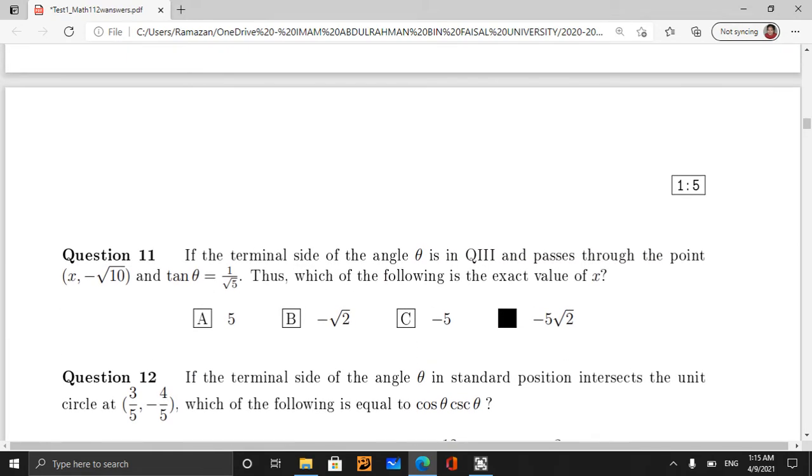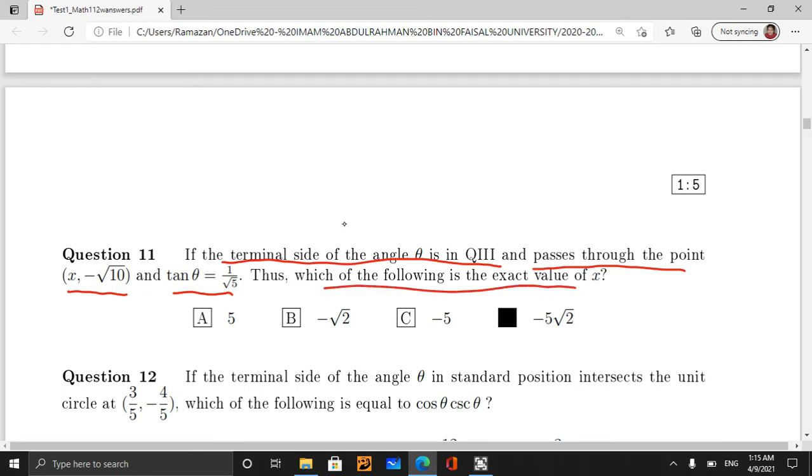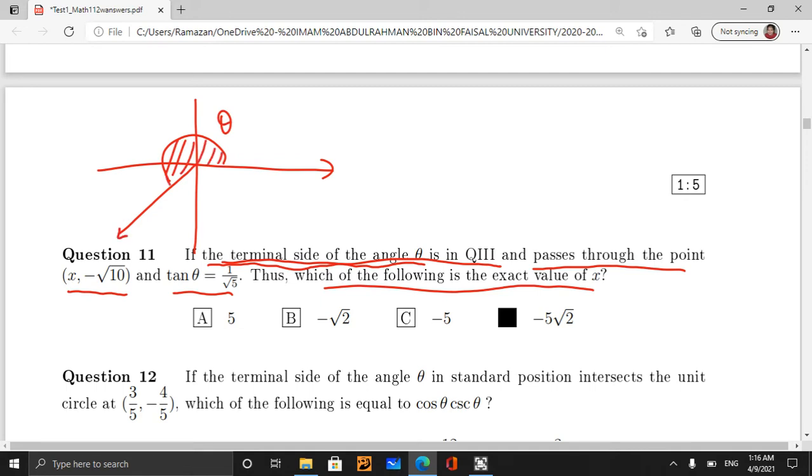Now, the terminal side of the angle theta is in quadrant 3, so we have theta in quadrant 3, and it passes through the point (x, negative square root 10), and tangent theta is equal to 1 over square root 5. Which of the following is the exact value of x? So let's try to visualize this angle. The terminal side of the angle theta is in the third quadrant, so theta is in here. This is theta, and its terminal side is here. It passes through the point (x, negative square root 10), and we also know tangent theta is given as 1 over square root 5.